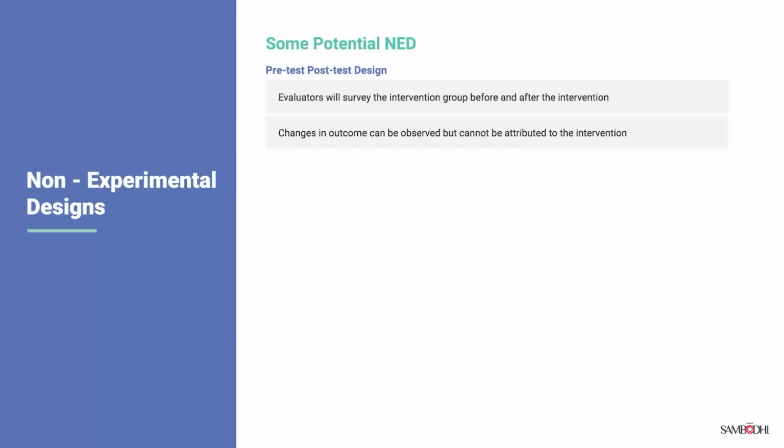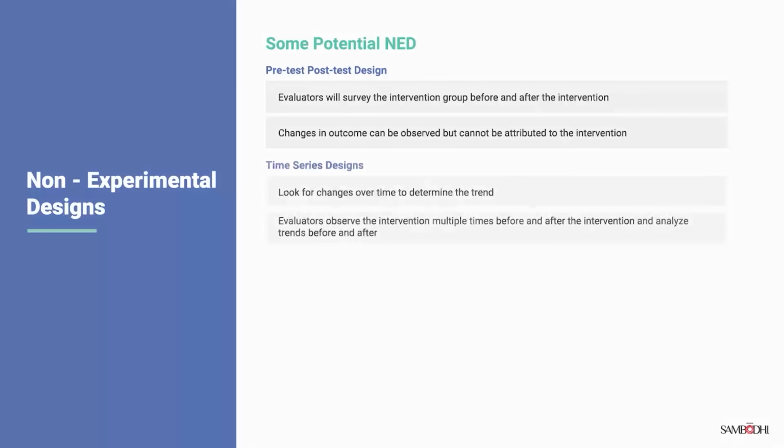Number 1. Pre-test post-test design. In this type of NED, the evaluators will survey the intervention group before and after the intervention. However, in this approach, even though we are able to track the changes in the outcome through observation, it cannot be attributed to the intervention. Number 2. Time series designs.